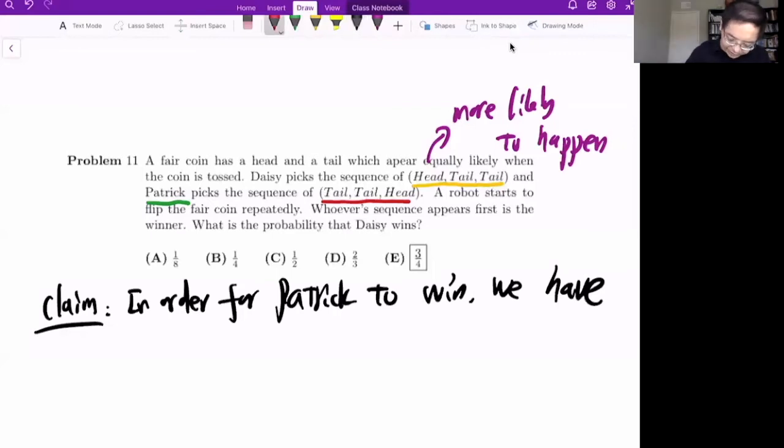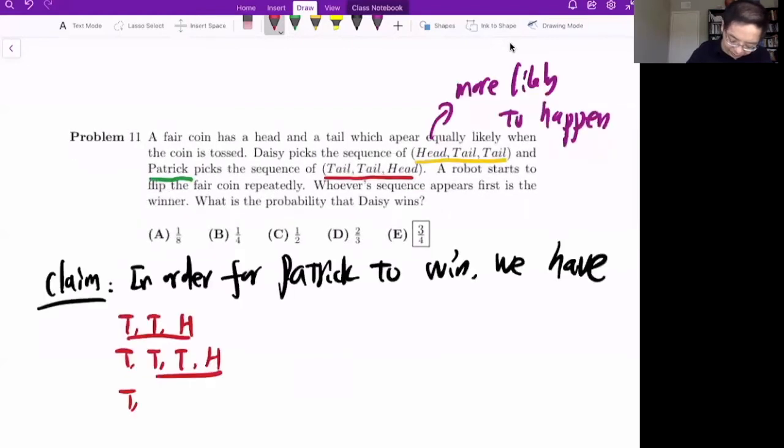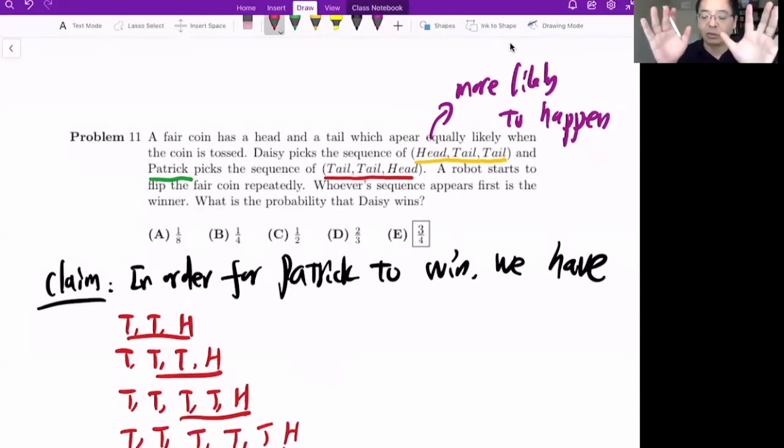Have tail, tail, head, right? And then tail, tail, tail, head. Or tail, tail, tail, tail, head, or tail, tail, tail, tail, tail, head. Okay, so my point is this. That's exactly what I said. It has to start with tail and all the way, tail, tail, tail, tail, all the way to the pattern tail, tail, tail, head.